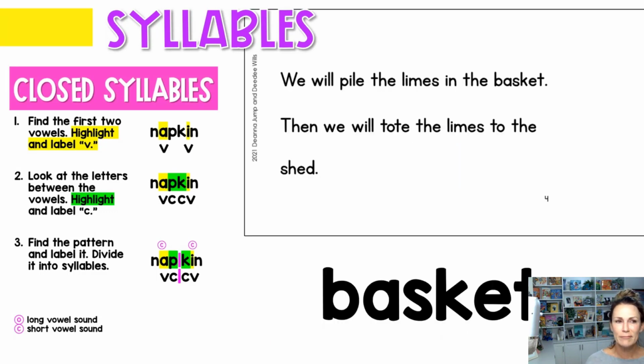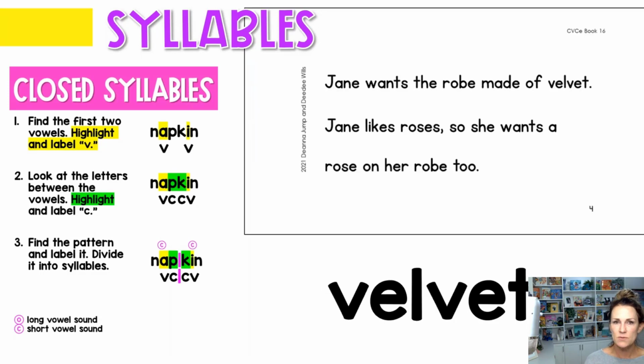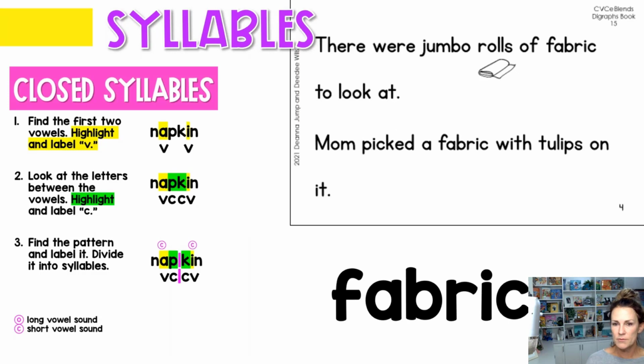Again, here's an example for the word basket. So we're going to highlight the two vowels. I want you to kind of mentally do this, right? Label them with a V. Look in between the two vowels, we see those two consonants, and now we can divide in between them. Basket. Okay, that's what we see in the word velvet. Same idea. We're going to highlight the two vowels, look in between them, highlight the consonants, divide in between the two consonants, and we have two closed syllables.